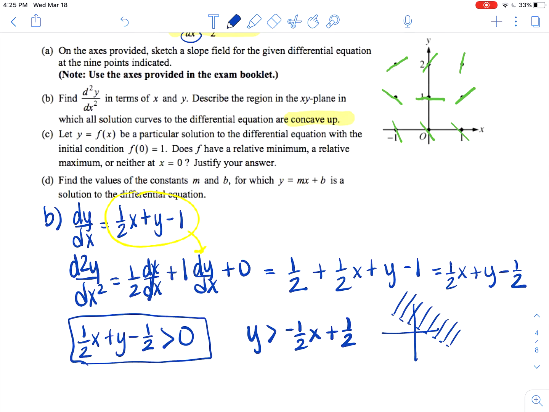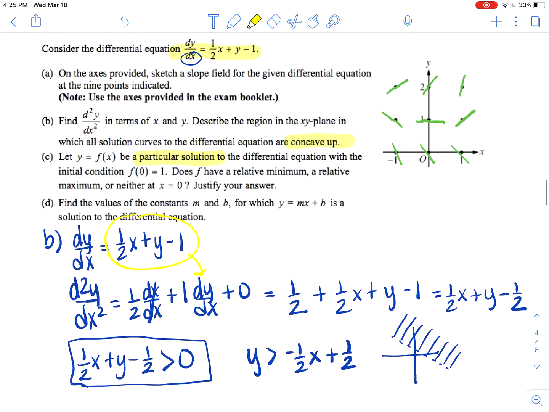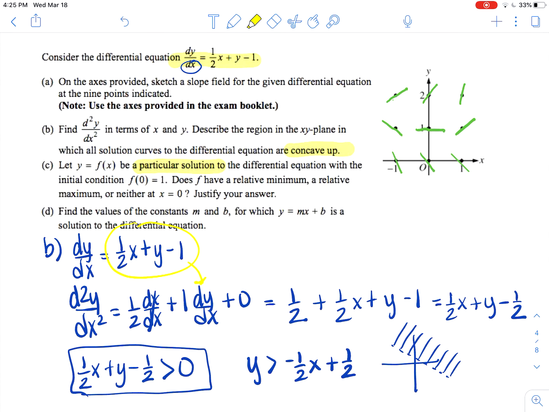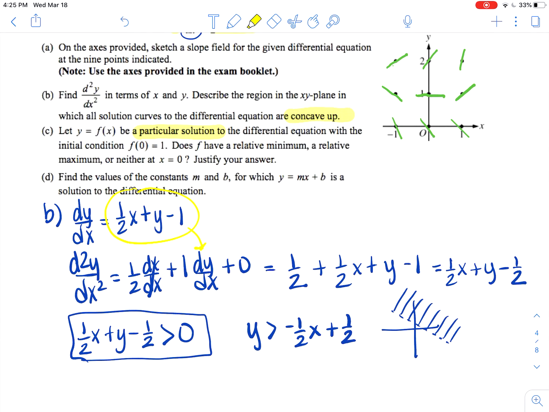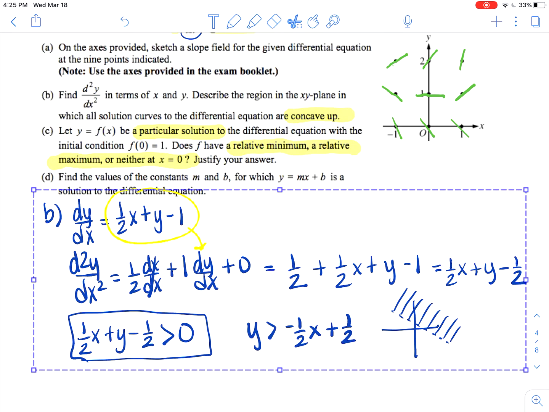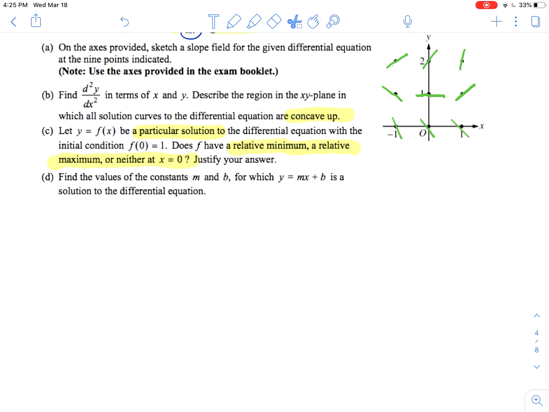Okay, so going on to the next one. I want you to be careful with this one because sometimes people see particular solution and they jump right into doing the stuff that we were doing before. But as I just mentioned, this is not a differential equation that you're going to be able to solve. You're going to have to do something else, like the slope field. This question is not asking you to solve. This is asking you to find out, do you have a relative minimum or relative maximum or neither at x equals 0? So I want you to think back to curve analysis stuff.